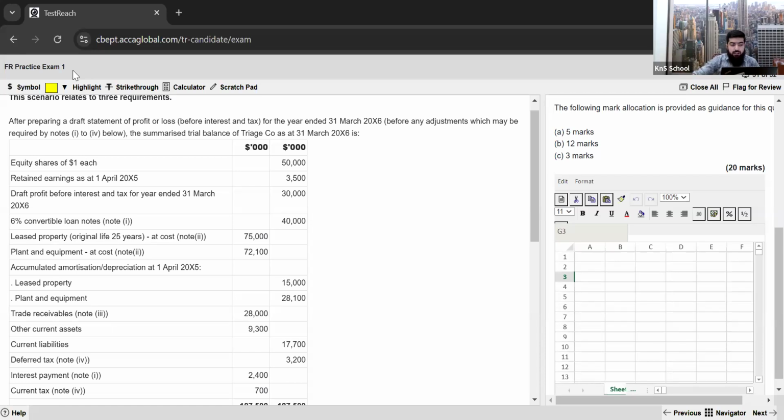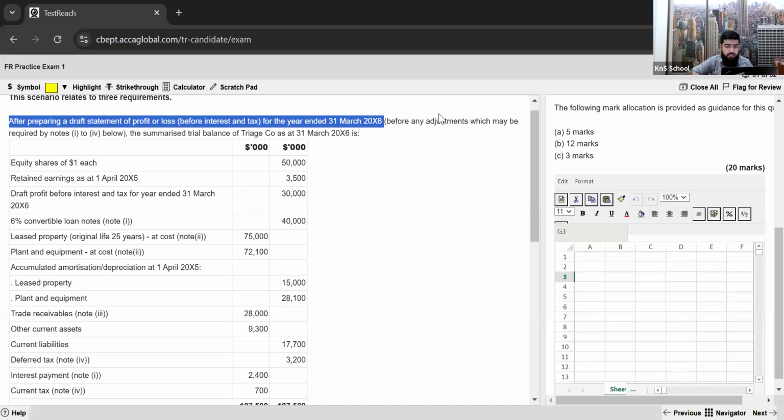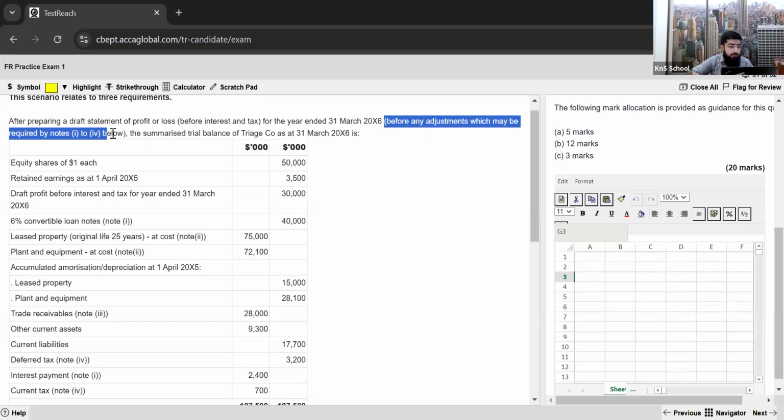After preparing a draft statement of profit or loss before interest and tax, it means the company has prepared the income statement which is before interest and tax, for the year ended 31st March 2016, before any adjustment which may be required. Now it is quite clear that the adjustments given in this question have not yet been accounted for, which means there are basically 4 adjustments. These adjustments need to be accounted for.